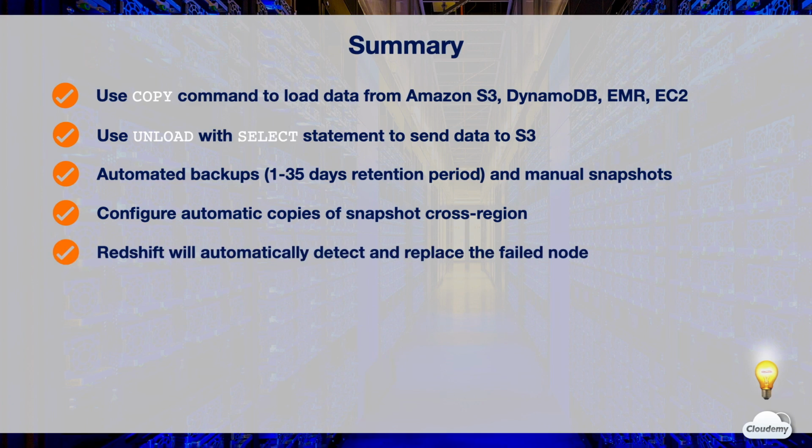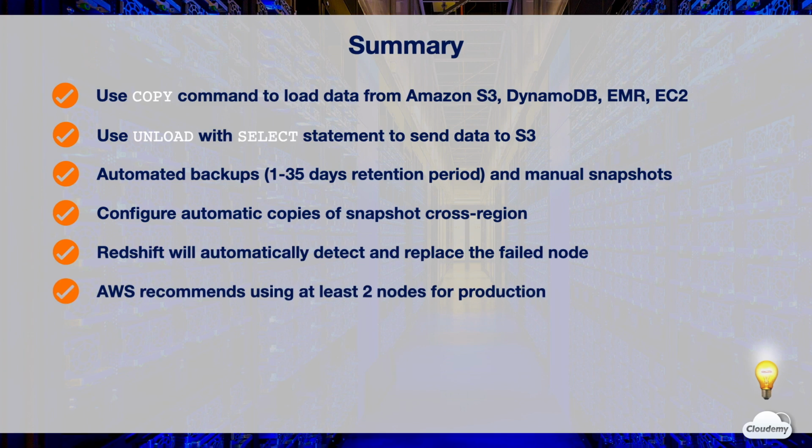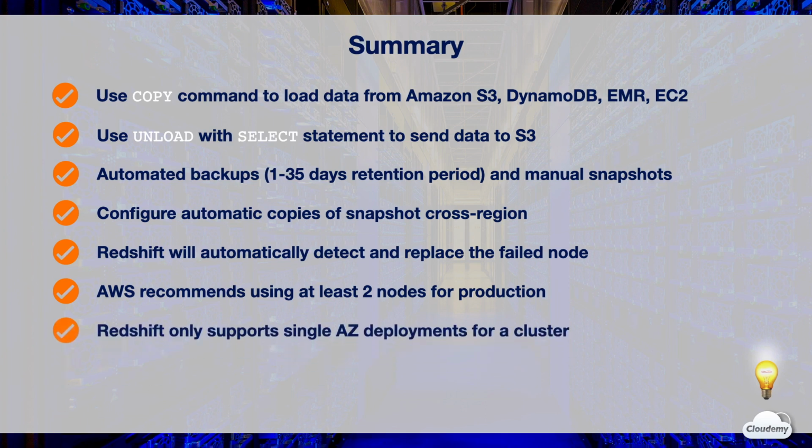If a node fails in your Redshift cluster, Redshift will automatically detect and replace the failed node. In a multi-node cluster, Redshift data is replicated to the new node from other nodes in the same cluster. In a single node cluster, you will need to restore the node from the snapshot. AWS recommends using at least 2 nodes for production. Redshift only supports single AZ deployments for a cluster. In the event of an AZ outage, your Redshift cluster becomes unavailable. To quickly recover from an AZ outage, you can restore your Redshift cluster in a new AZ from the snapshot.